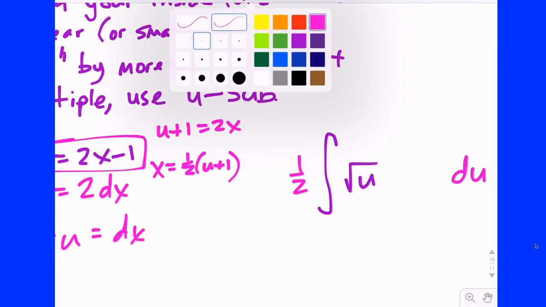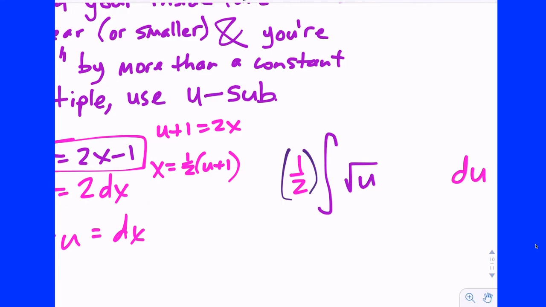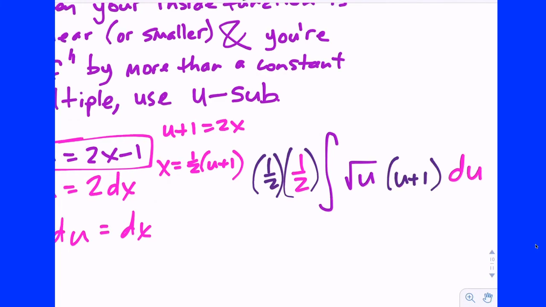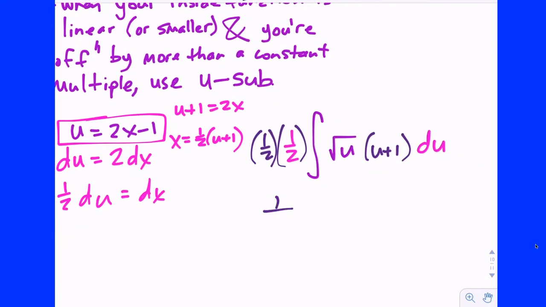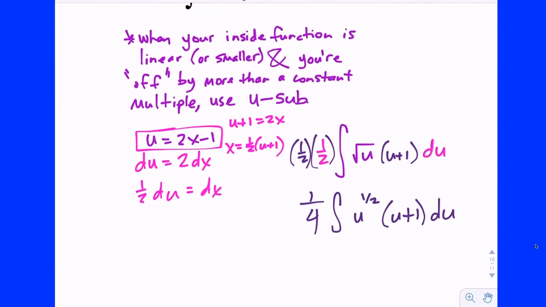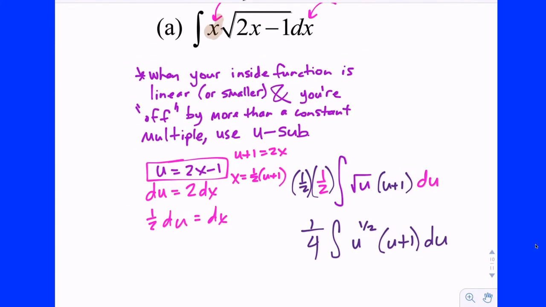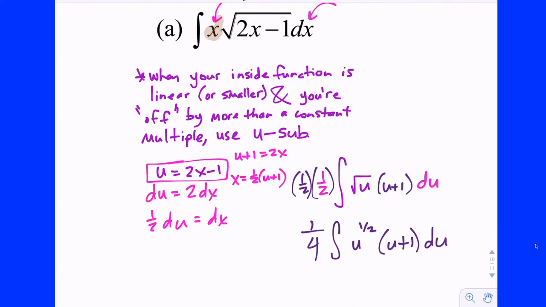Now the 1/2 as a constant multiple can come out front with the other 1/2. And then the u plus 1 I can just put in there as another factor in front of the du. So I end up with 1/4 the integral of u to the 1/2 times u plus 1 du. Now notice I still have two factors in my integrand. And the derivative of u plus 1, which is inside something to the first, is 1, not u to the 1/2. And u, which is inside something to the 1/2, is 1, not u plus 1. So it doesn't appear like I'm any better off, but I am.